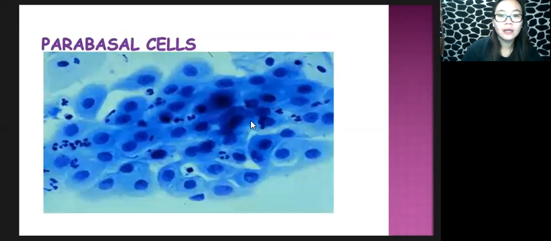Okay, so this is how parabasal cells look. As you can see, they have a fried egg appearance. So in particular, what fried egg is that? So we have your sunny side up appearance. Okay, so we have your parabasal cells. If you are going to compare its basophilic cytoplasm, it is more basophilic as compared to your intermediate cells, and they have a larger nucleus also as compared to your intermediate cells.